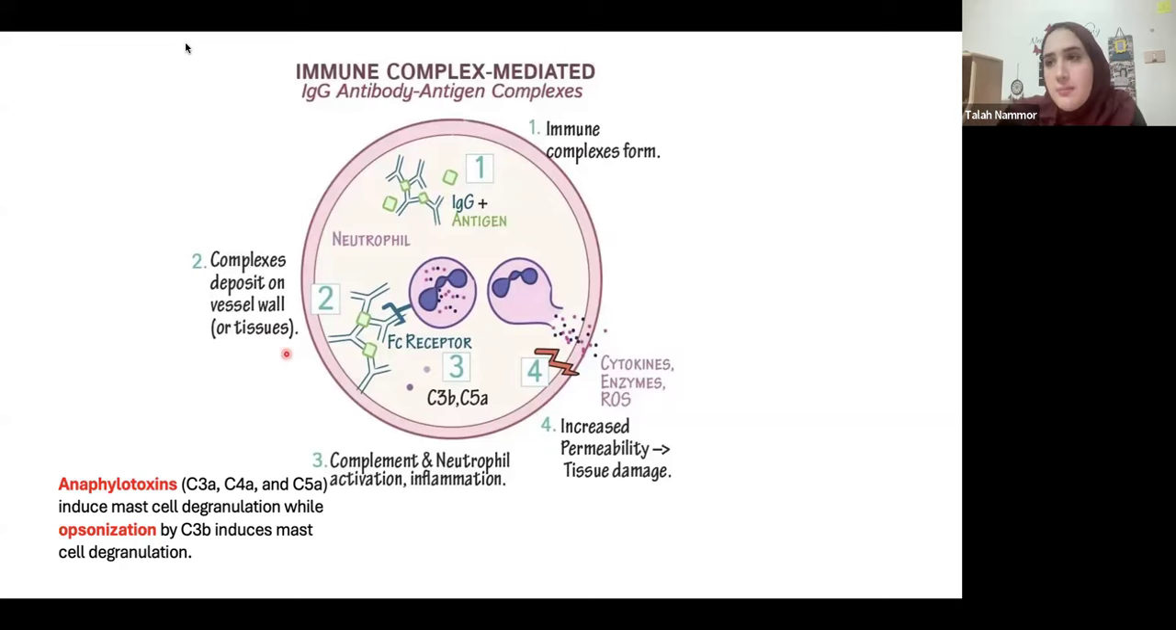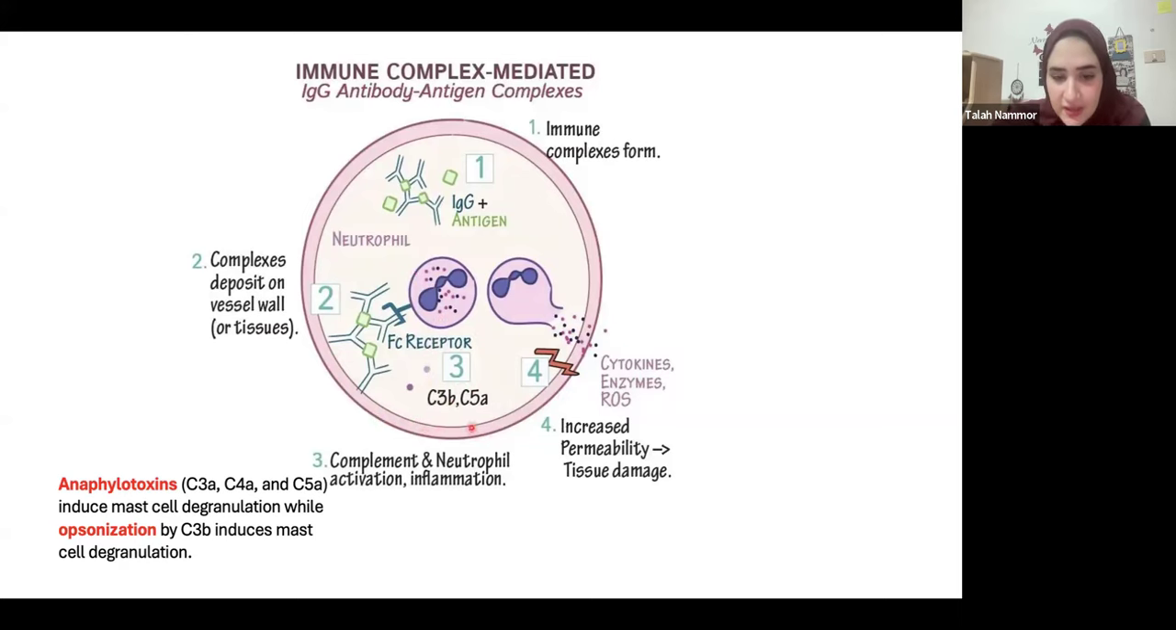Now, the problem in type 3 hypersensitivity, we have a lot of antibody and antigen, a lot of immune complexes forming randomly for no reason. They're just forming. And these immune complexes, what will they do? They will be deposited in various parts of the body. They can be deposited in the muscles and the liver. They're just going in the blood and falling anywhere. Whenever they fall, they're going to cause complement to be activated. So you see here, C3b and C5a, they're going to find this complex and they'll be activated.